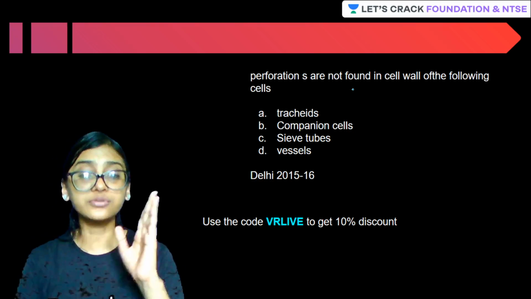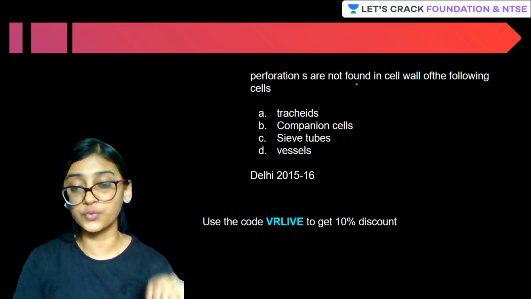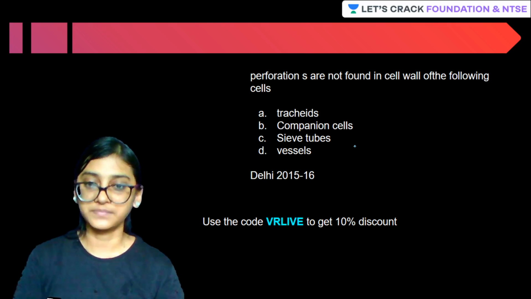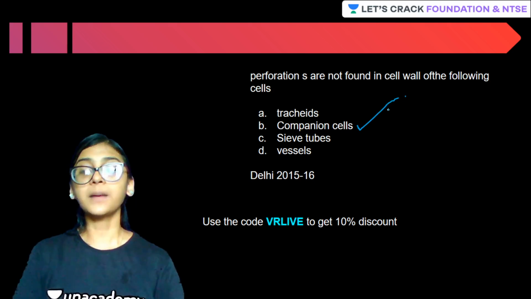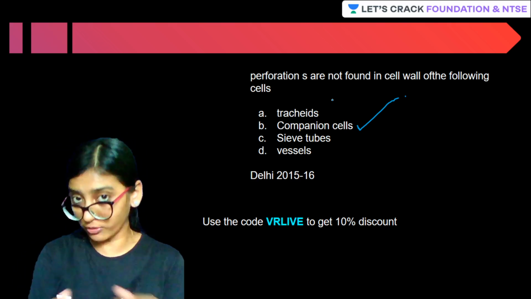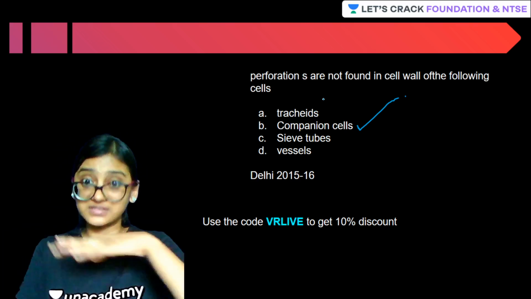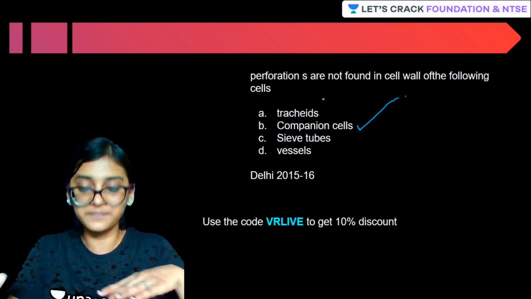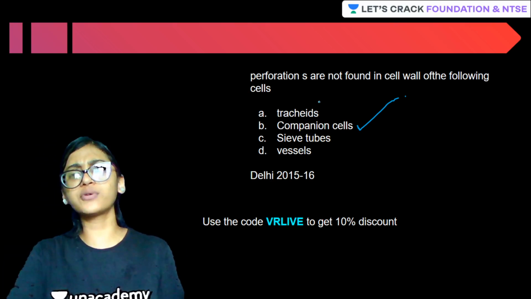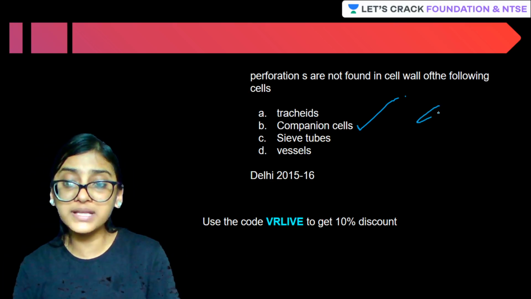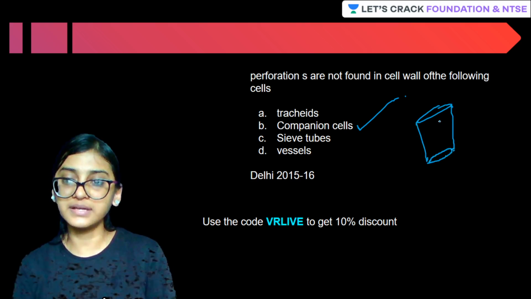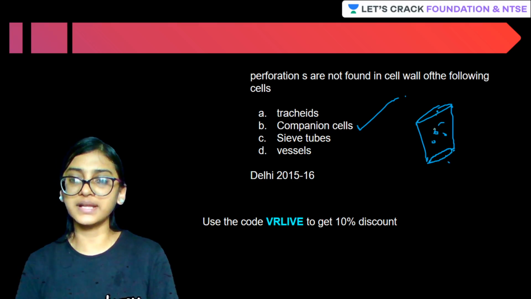So tracheids, companion cells, sieve tubes and vessels. We all know that they are all dead cells, right? Except companion cells. Companion cells do not have pores or perforations. Tracheids do have pores, perforations all over them. Sieve tubes have a lot of sieves on the sieve cells, right? And vessels have pores all around them, and also openings at the ends of the vessels. Here there will be an opening, and pores are present here as well, right?